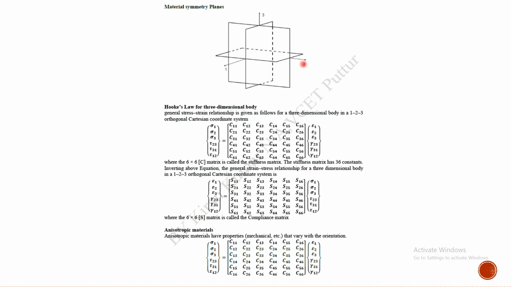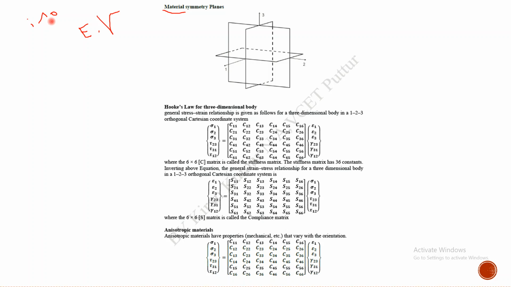Before we discuss what this material symmetry is, first let us think of why these things are required. Till now you might have known only one constant, that is the Young's modulus. Young's modulus is one constant, and another one is Poisson's ratio, which we have dealt with previously. So these two are for an isotropic material. So what is an isotropic material? An isotropic material is nothing but one whose property is the same in all directions.